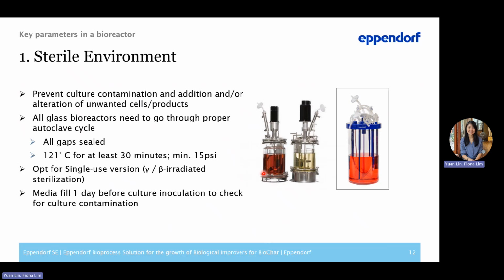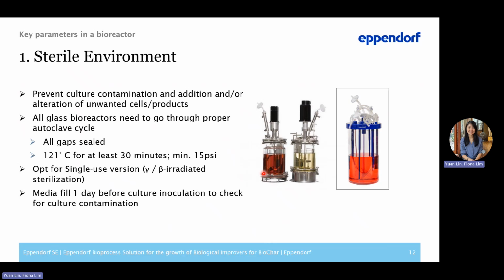So let's take a look at the first point, which is sterile environment. A sterile environment is very important in a bioreactor because while we are cultivating a certain type of cell, we do not want it to be contaminated with another strain of cells that we do not want in the bioreactor, as this would potentially affect your final cells that you want to take out from the bioreactor or product that you do not want in your bioreactor. So it is important that you sterilize the bioreactor properly.